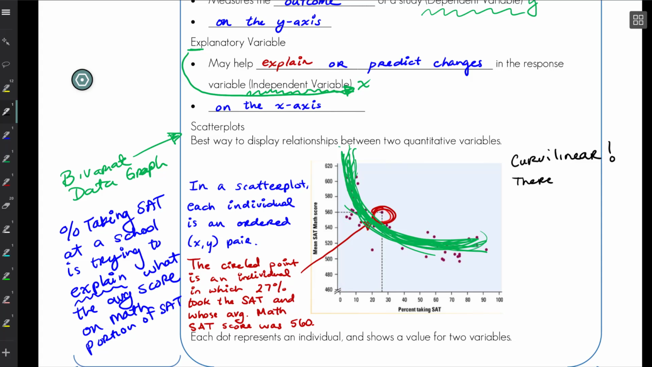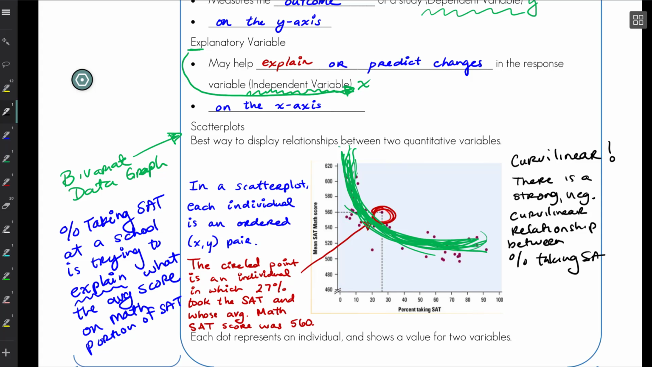And we would say there is a strong negative curvilinear relationship between percent of students taking the SAT at a school and their mean SAT math score. So this is the academic vocabulary way of saying it. It's the most efficient way of saying it.